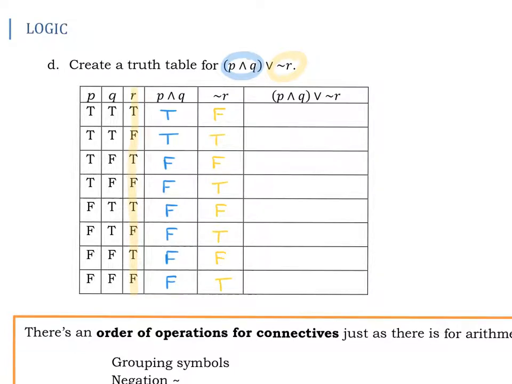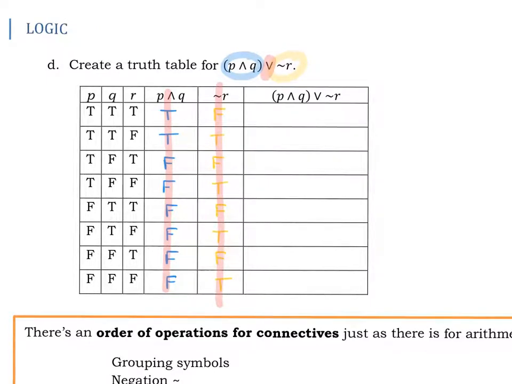Now that part's done, so I don't need to look at column R any longer. Now the last part: I've got this P and Q and I've got the not R. The last part that I need to take into consideration is this or here in the middle. I need to join up what I've already done, so that's this last column. In order to do that, the 2 pieces I'm looking at are my P and Q, this column right here, and my not R, this column right there. I don't need to look at anything else.